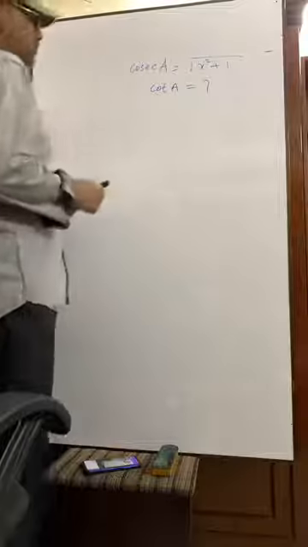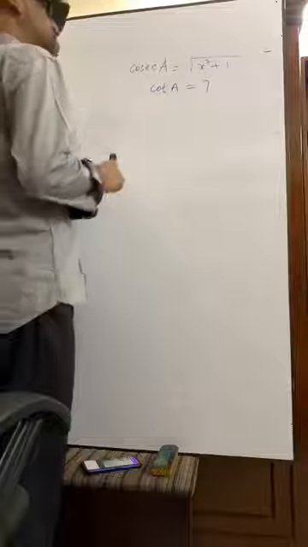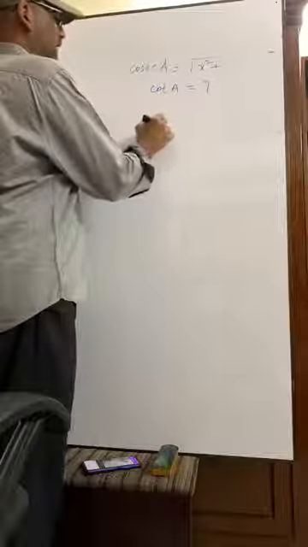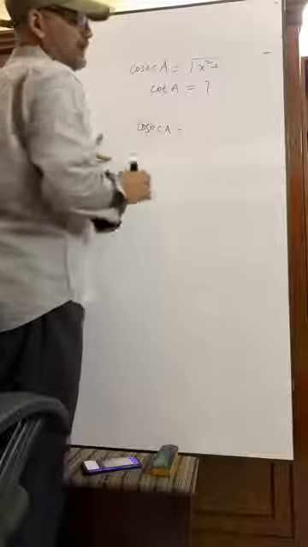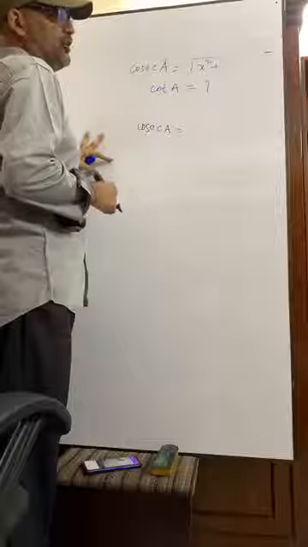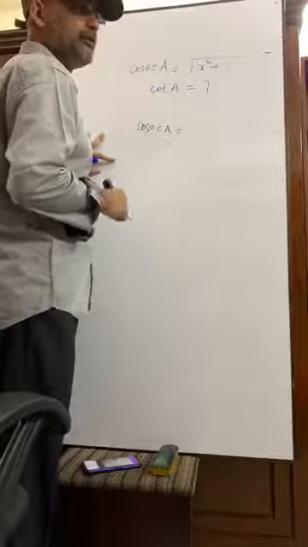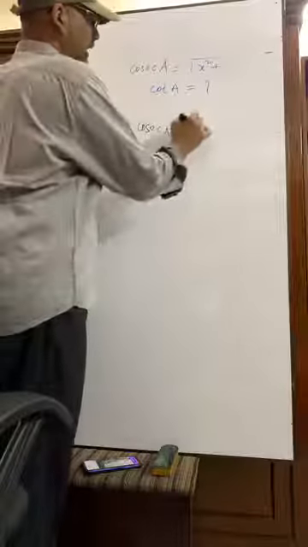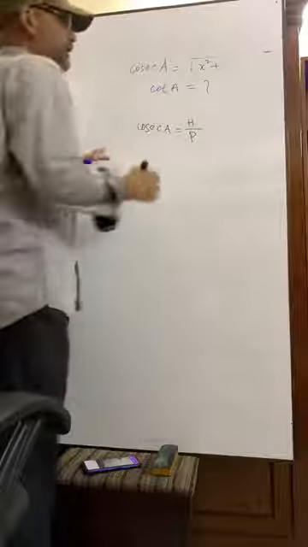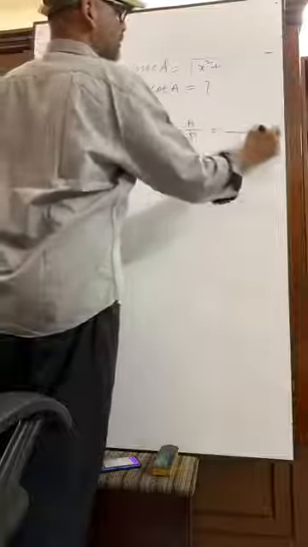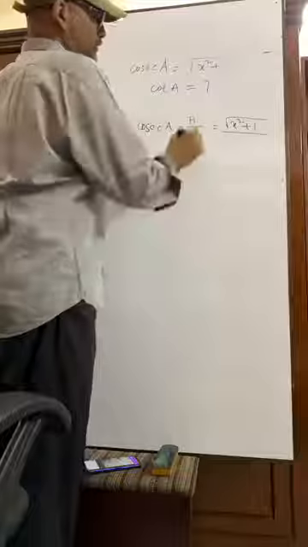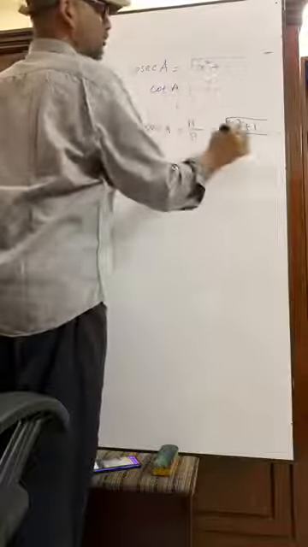See. Cosec A means what? Cosec A means the reciprocal of sin A. So sin A equals to perpendicular by hypotenuse, so cosec A will be hypotenuse by perpendicular. Here it is root over x square plus 1. So here perpendicular is 1.